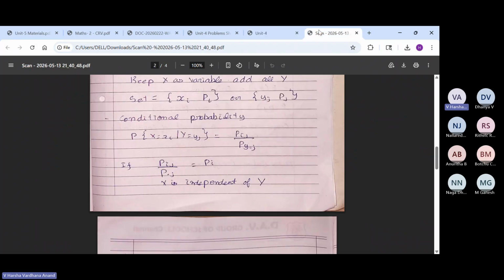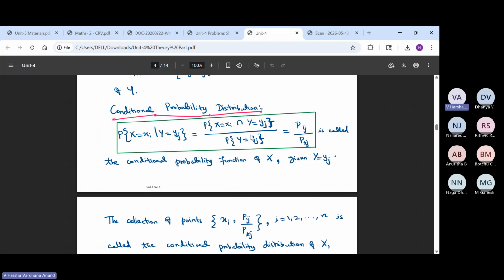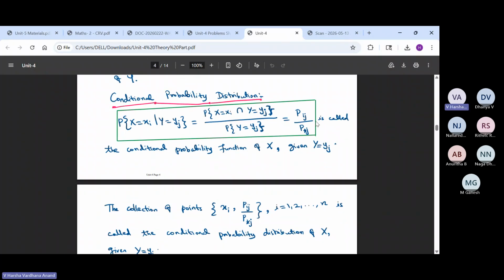So conditional probability. We have seen Bayes theorem. P of x given y is nothing but P of x and y divided by P of y. So we just take it in this sense, random variable x. P of x equal to xi is the probability that the random variable x will be xi, and the probability that the random variable y will be yj. This is the conditional probability formula here.